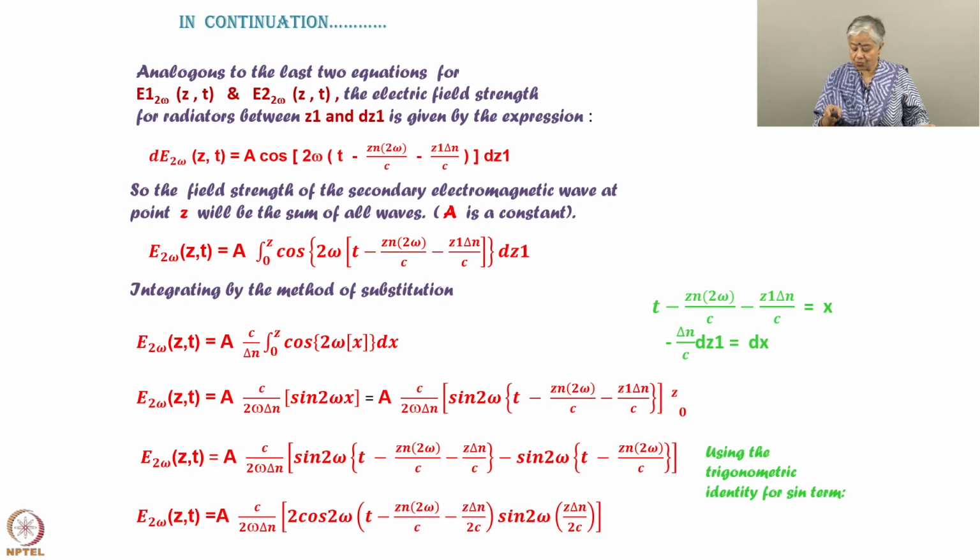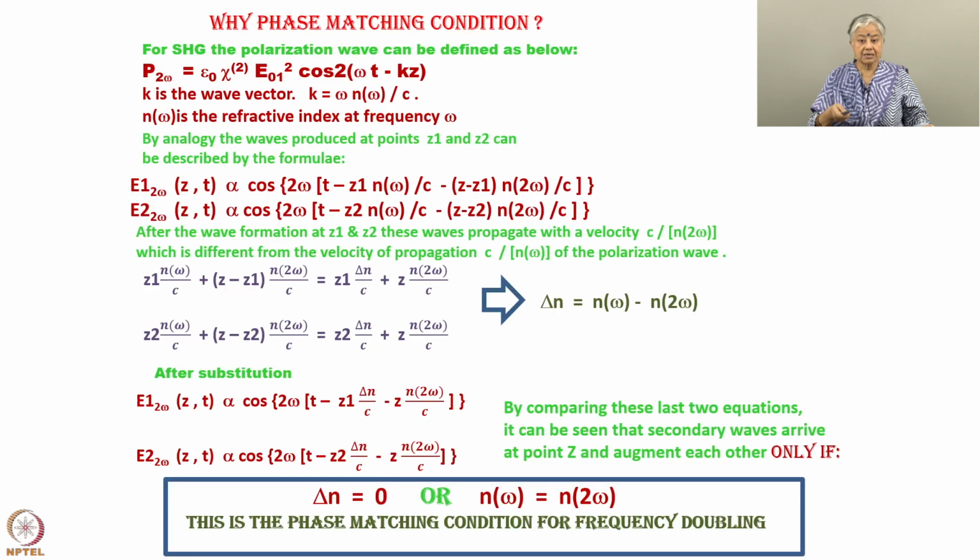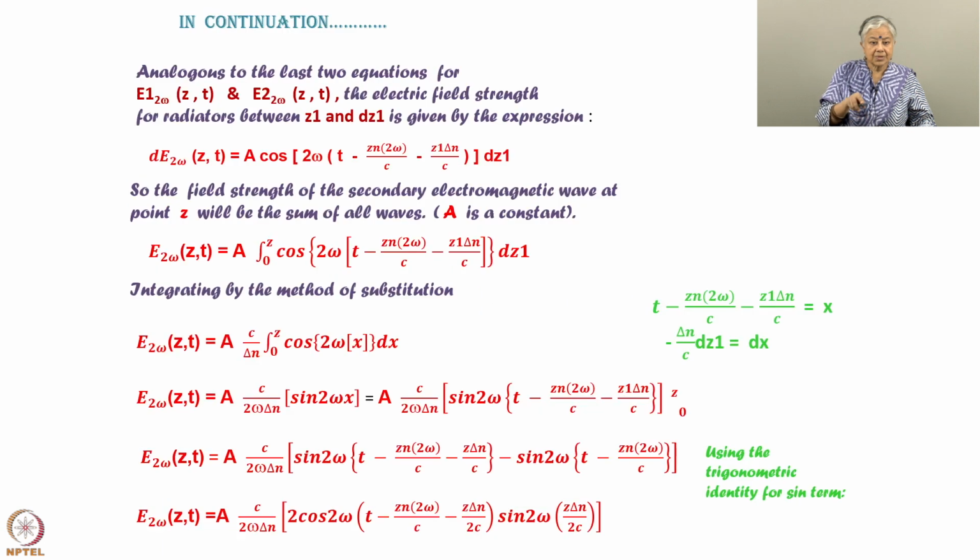Now, what I have done in the previous slide is that I have considered 2 points, Z1 and Z2. Instead of considering 2 points Z1 and Z2, as the beam is traveling through the crystal, there are so many Z1 and Z2 points. So, to find the final intensity, I must take the integral of all these points which are generating this second harmonic. So, how do I do that? I will have to integrate it.